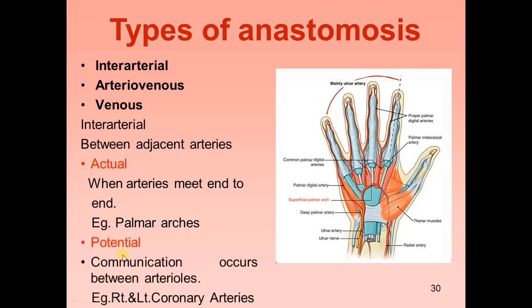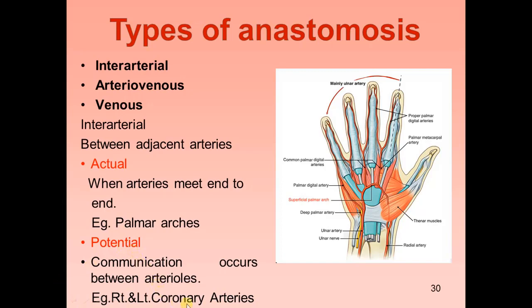The next is potential anastomosis. Communication is between the arterioles, but they are not perfused by blood. A good example is the right and left coronary arteries. They anastomose at the arteriole level, but blood does not always pass through these small branches. So it is potential anastomosis.